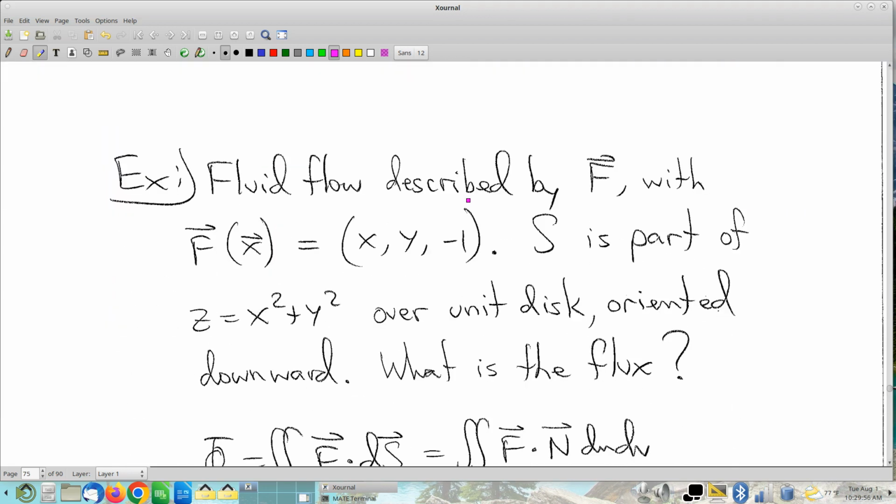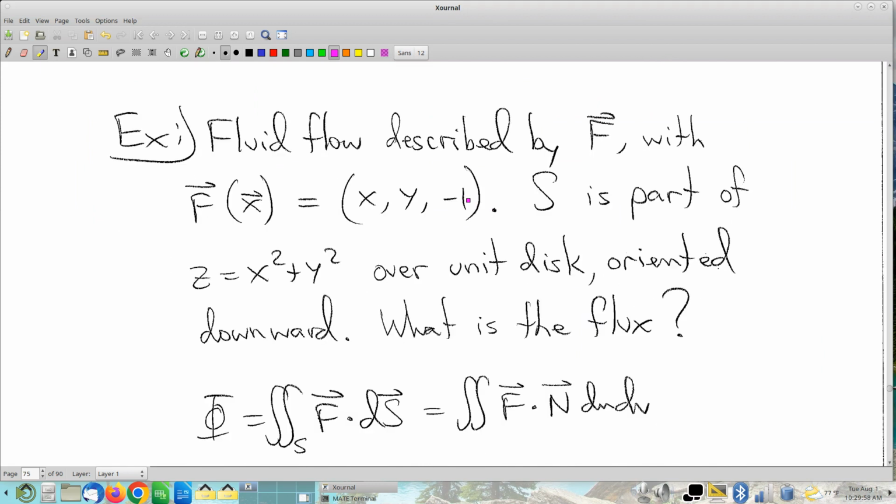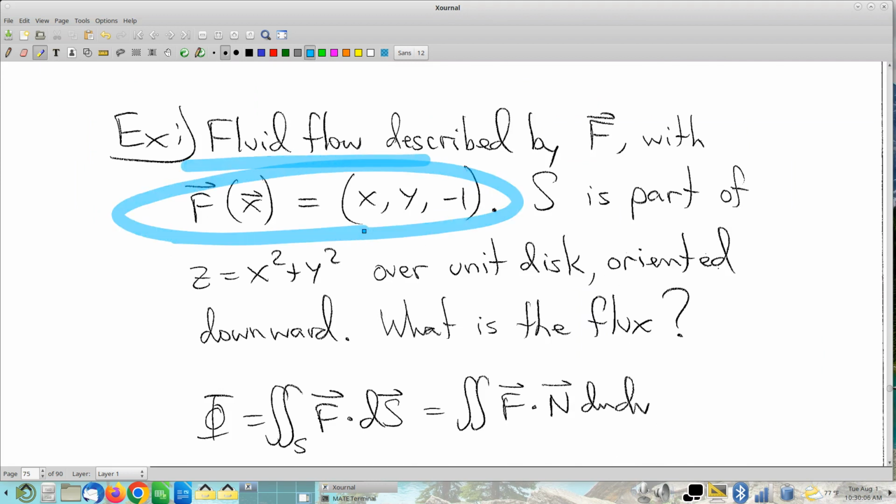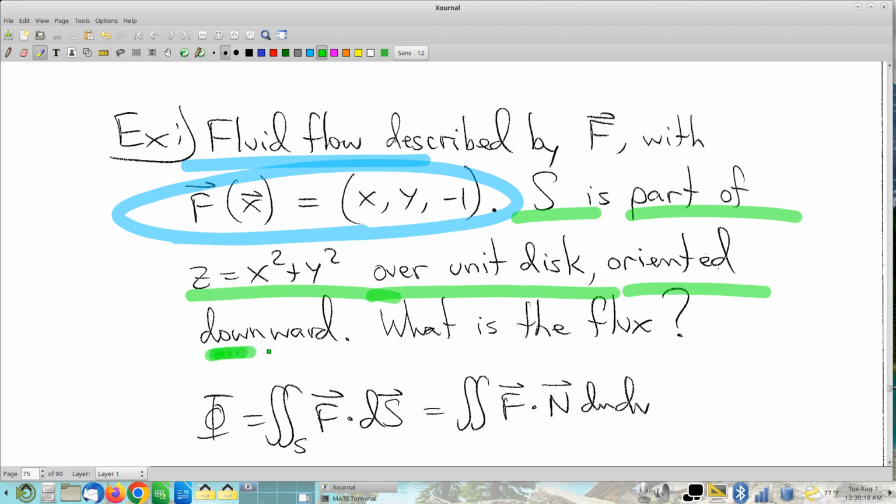Let's get our hands dirty and actually compute a flux here. So we're going to start off with fluid flow, as previously noted. We've got a vector field giving the velocity of the fluid. We've got a surface described here. It's the part of this paraboloid sitting over the unit disk, and then there's some discussion of its orientation being downward. Again, we'll come back and talk about that in a second.